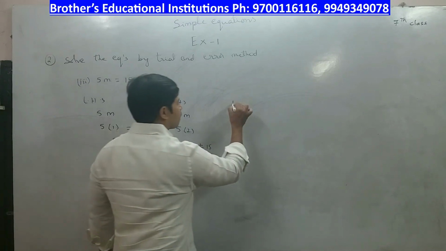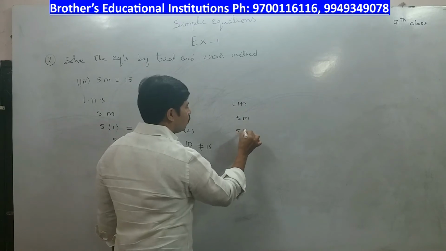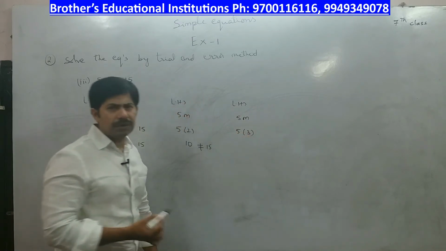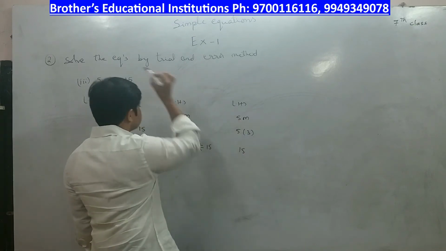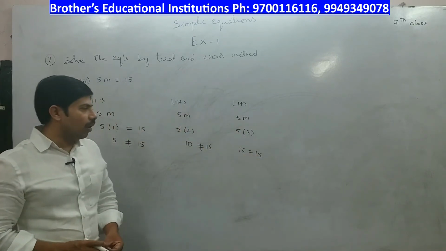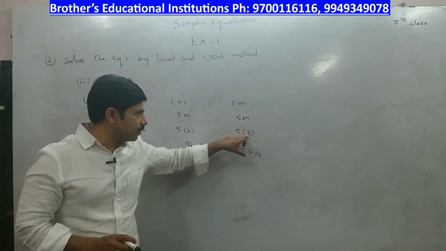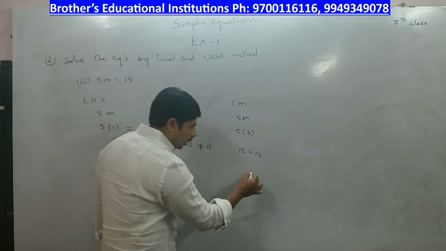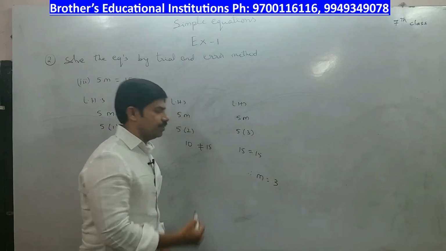So again LHS, 5m. So m value I will substitute 3. So 5 threes are 15. In RHS also we have 15. So 15 is equal to 15 we got. For what value of m? It is 3. So therefore we conclude that the value of m is 3.